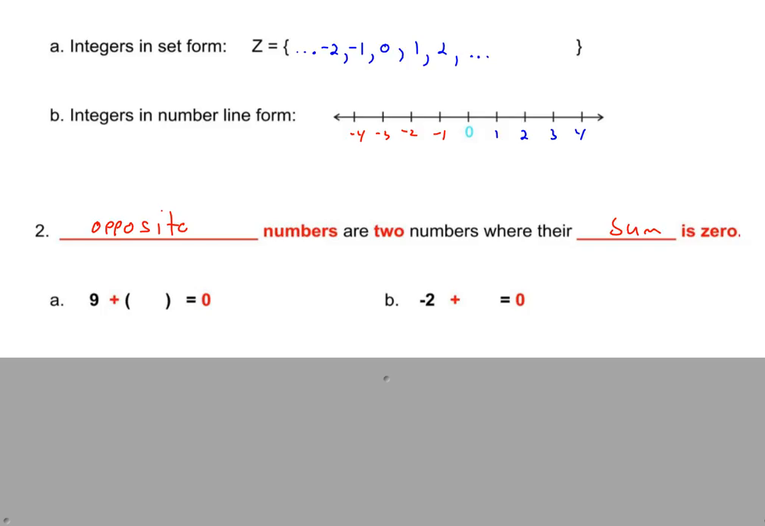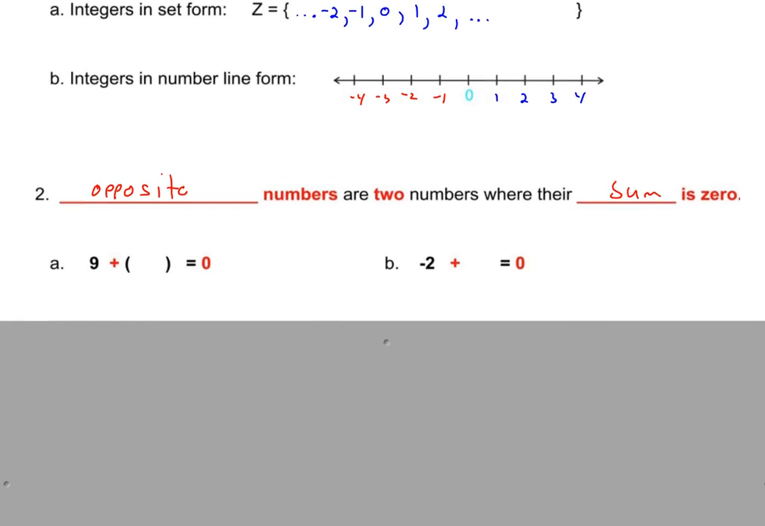Subtraction is an operation. The answer is the difference. Division is an operation, right? The answer is the quotient. And multiplication is an operation. The answer is the product. All right. So, opposite numbers are two numbers where their sum is 0, so we're adding.